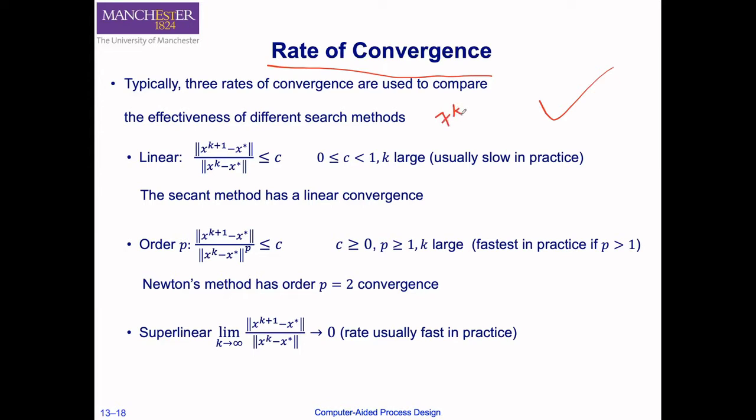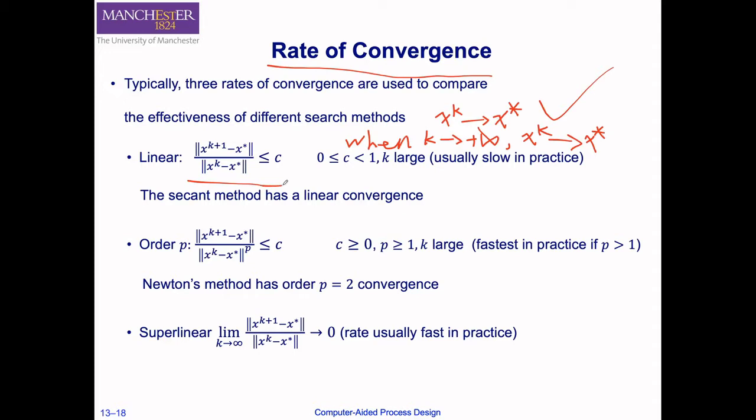is converging to x star. That is, when k approaches positive infinity, then xk is converging to x star. Now we can introduce these three rates of convergence.